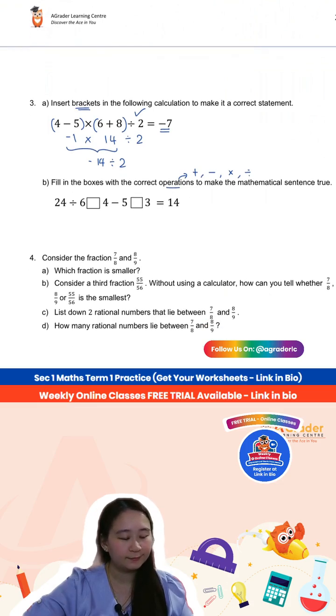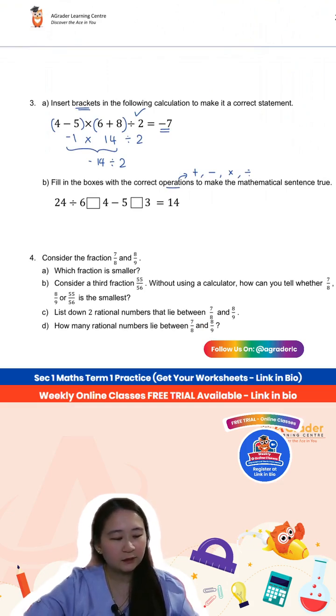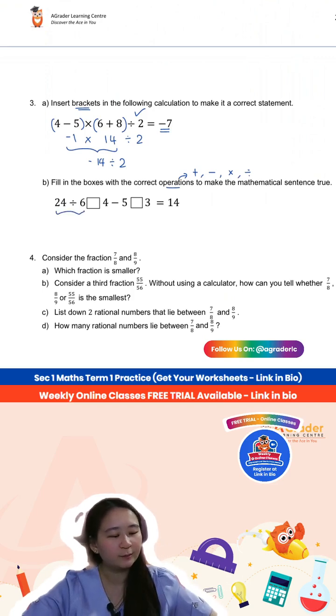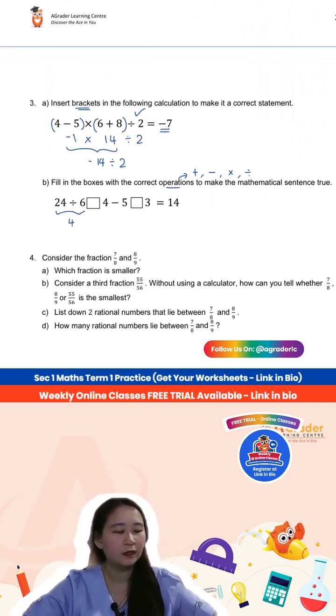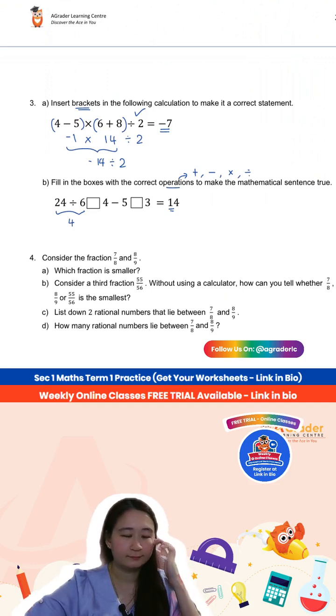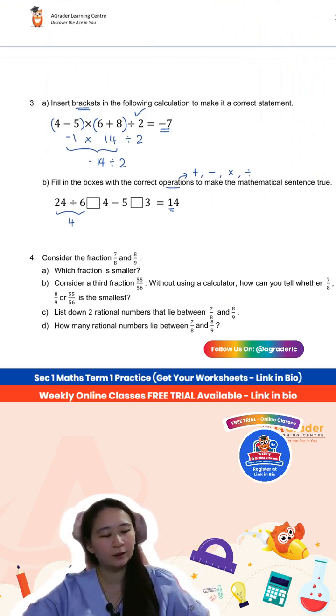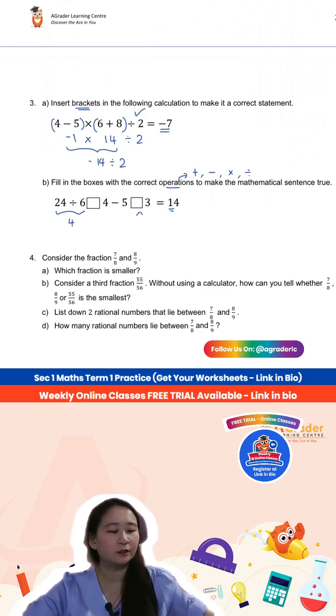Okay, part B. Let's say if divide comes first, here will give me 4. I want a 14 here. You can give a try. Actually, there's not a lot of combinations. There's only 4 combinations here and 4 combinations here, so you can try it out.